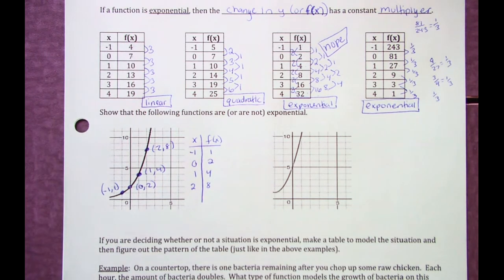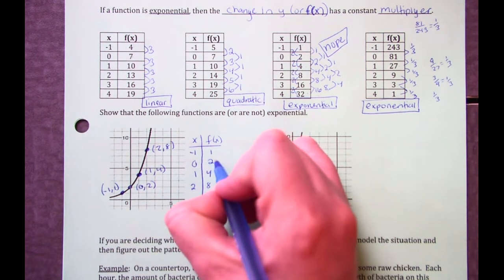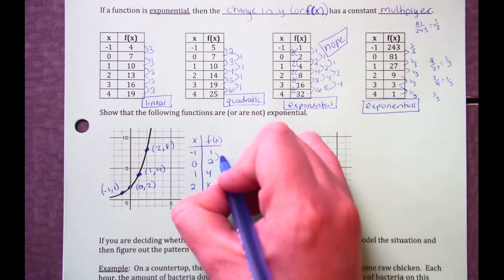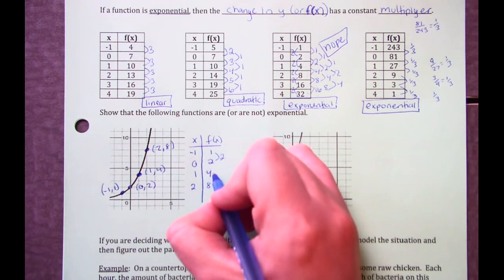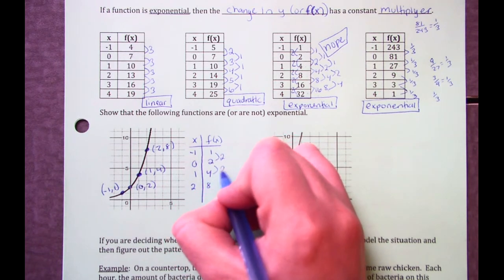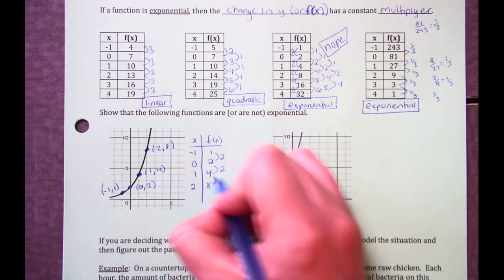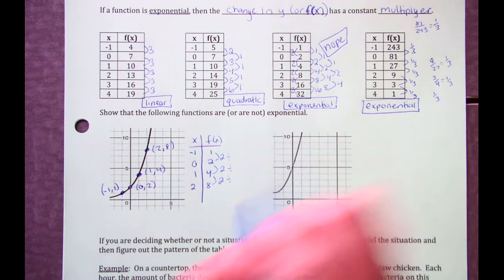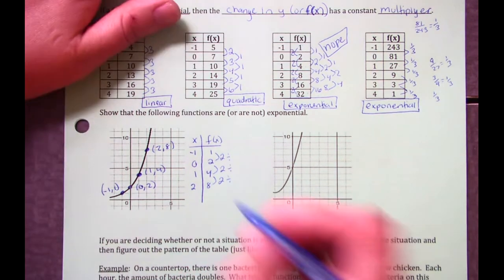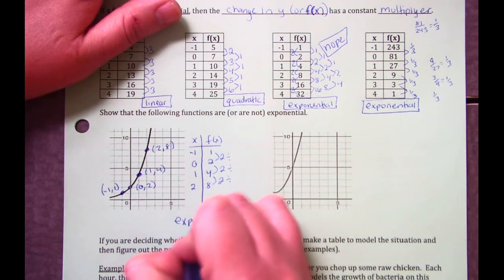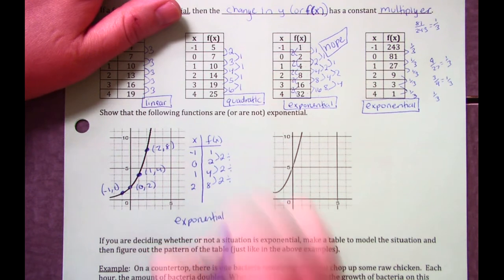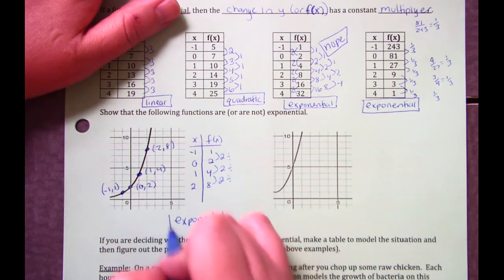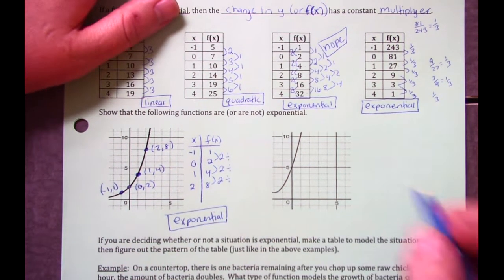So let's see if it has a constant multiplier. 2 divided by 1 is 2. 4 divided by 2 is 2. 8 divided by 4 is 2. So when we divide all of these, we end up with a constant multiplier. So this one is exponential because it has a constant multiplier. Now let's look over here.